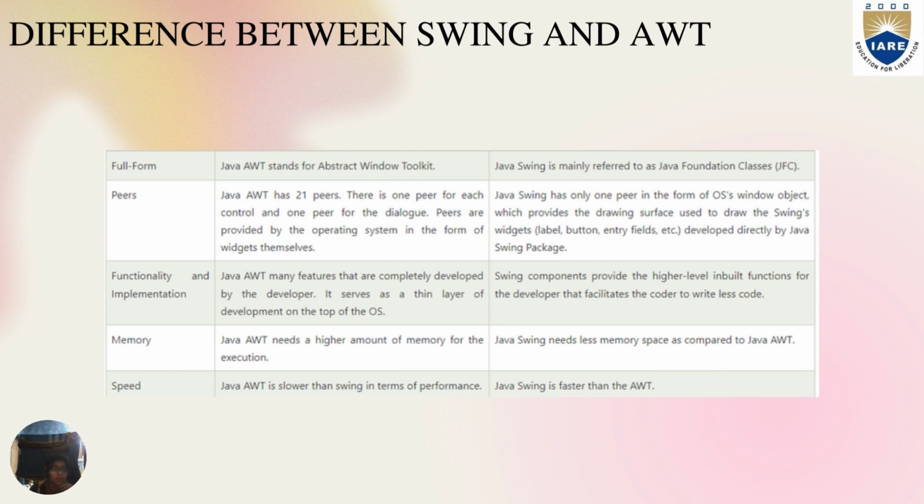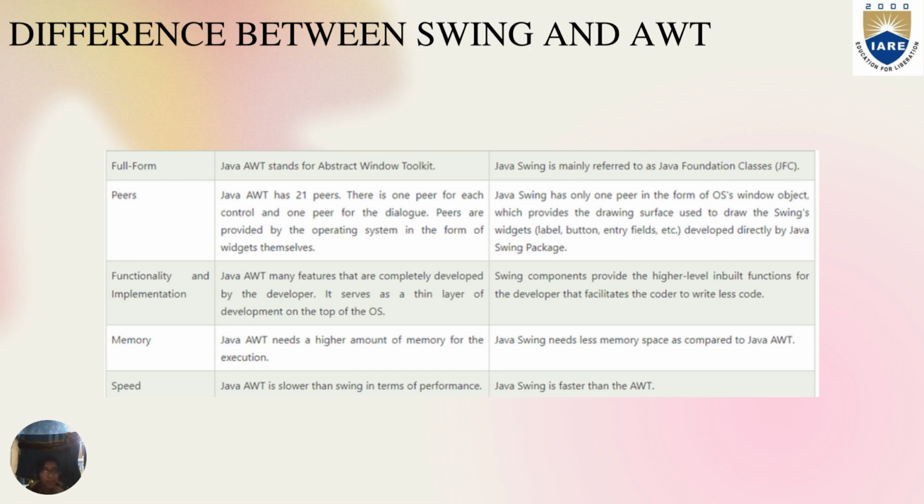Peers. Java AWT has 21 peers. There is one peer for each control and one peer for the dialog. Peers are provided by the operating system in the form of widgets themselves. Java Swing has only one peer in the form of an OS window object, which provides the drawing surface used to draw the Swing widgets, label, button, entry field, etc. Developed directly by the Java Swing package.